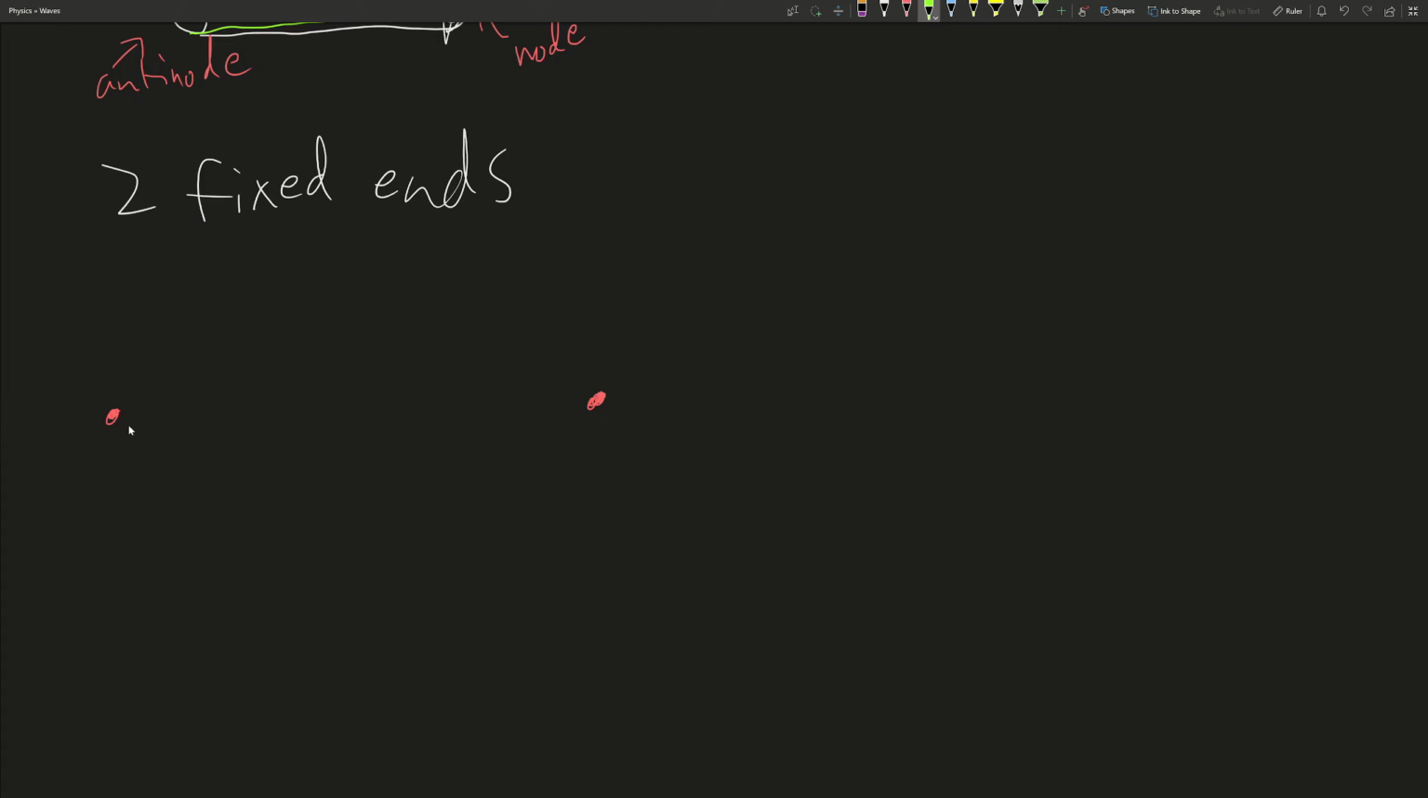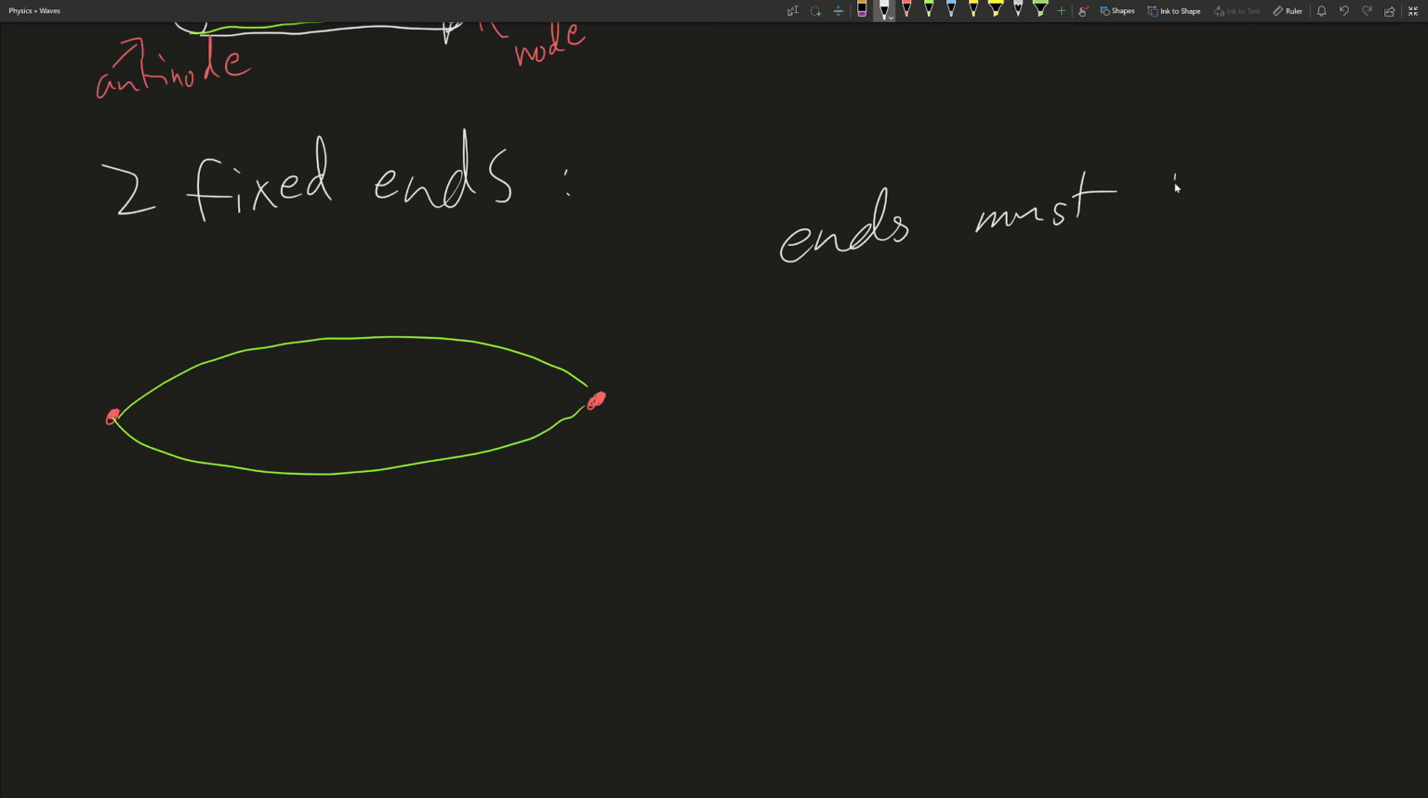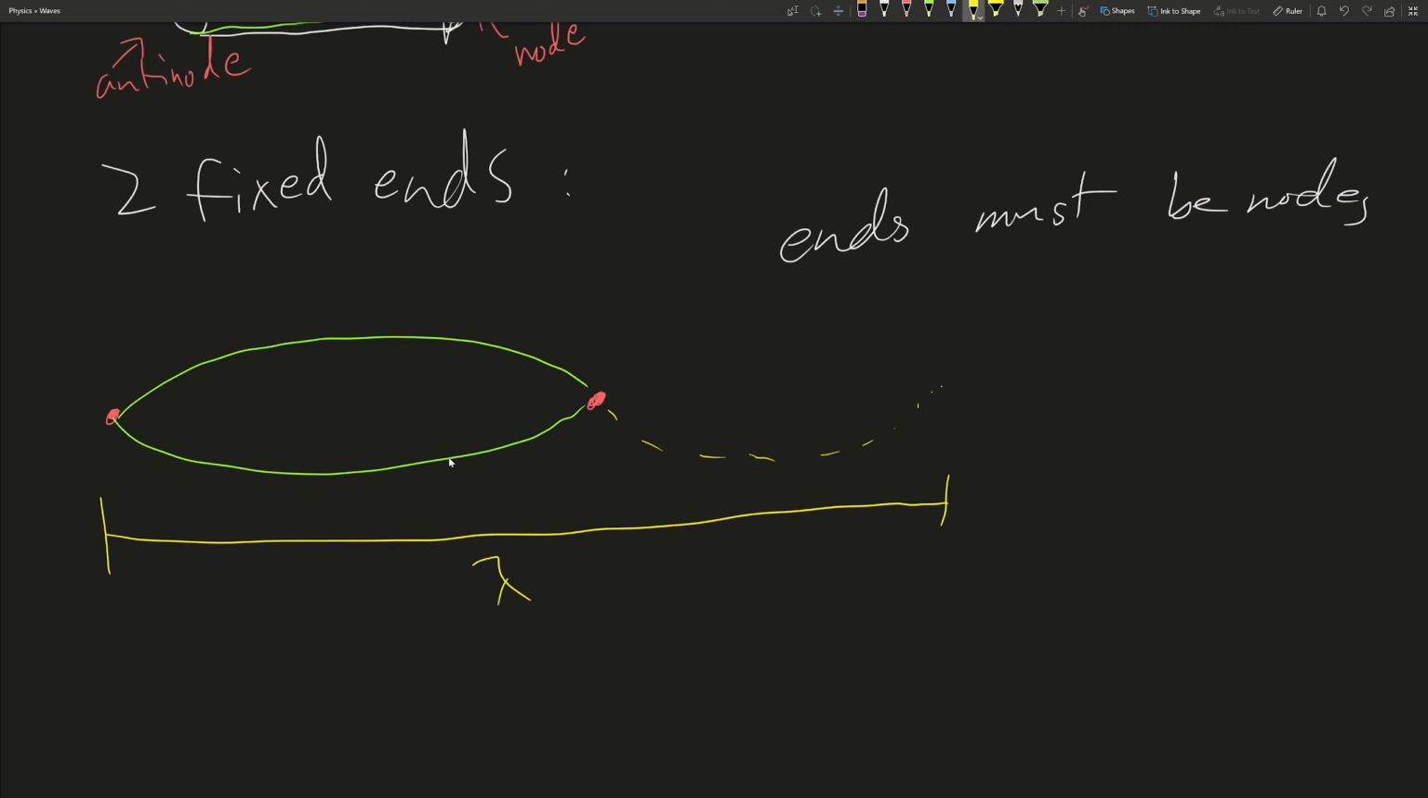When you have two fixed ends, then those ends have to be antinodes. I mean, they have to be nodes, sorry. So two fixed ends, that means ends must be nodes. Now let's think, what is the largest wavelength that can fit in between this? What is the largest wavelength that will produce a standing wave, so that there's two nodes here? Well, if we extend this wave forward, we'll see that a wavelength is where it repeats. So if this is one full wavelength, we'll see that this section is actually half a wavelength.